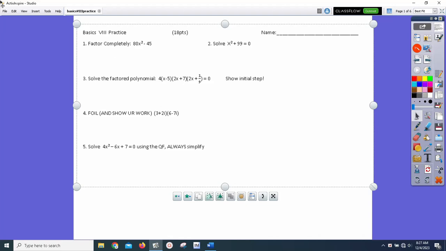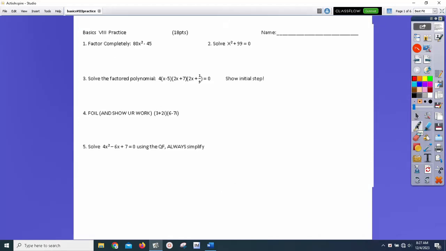We got Basics 8 practice. It's worth 25 points, regardless of whatever that says. All right, factor completely. I notice when I look at 80 and 45 that they're both divisible by 5.